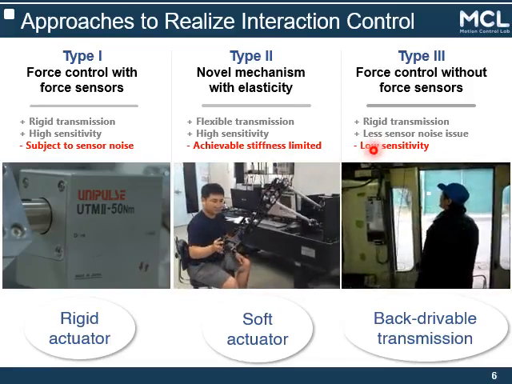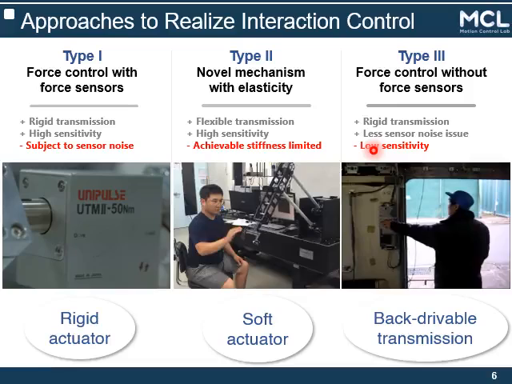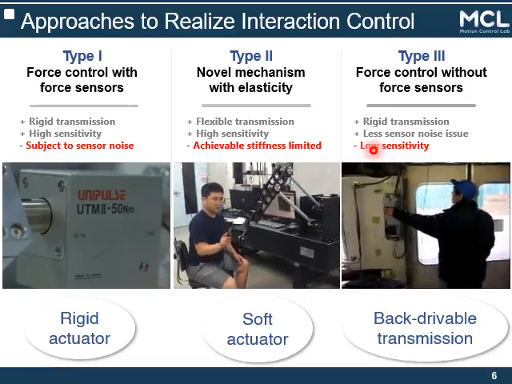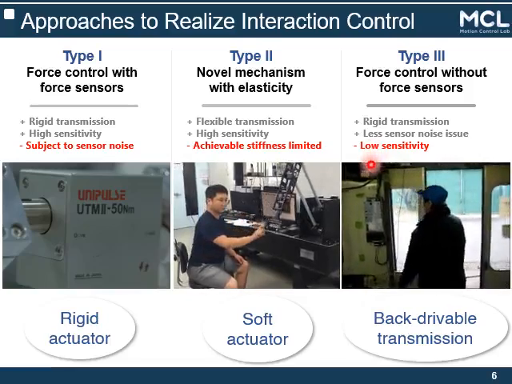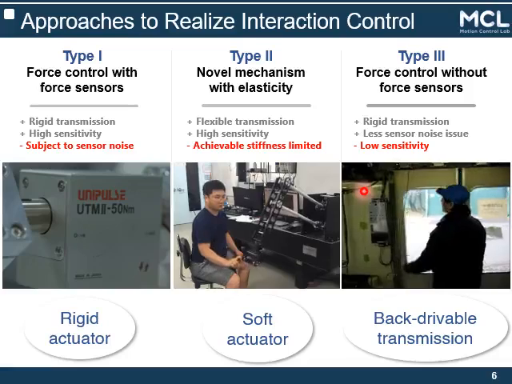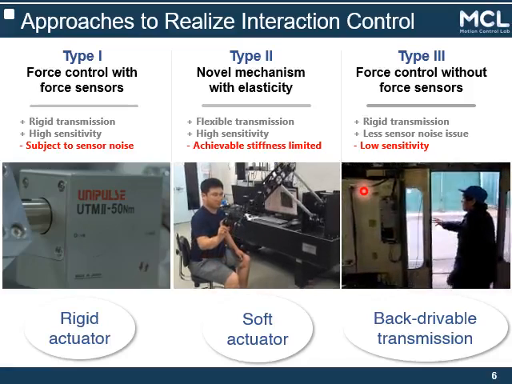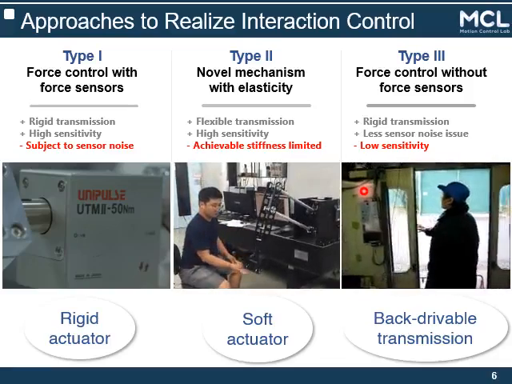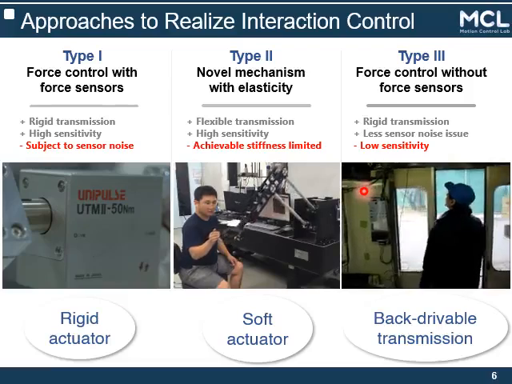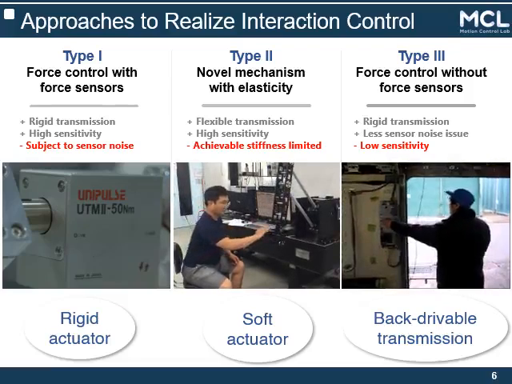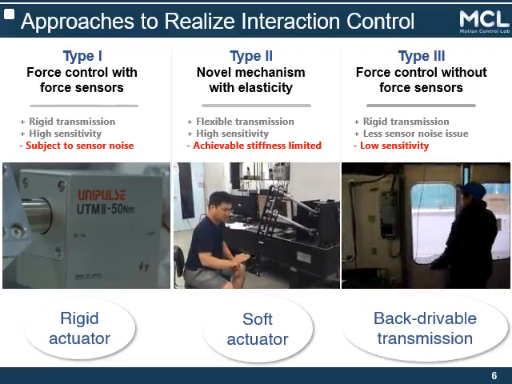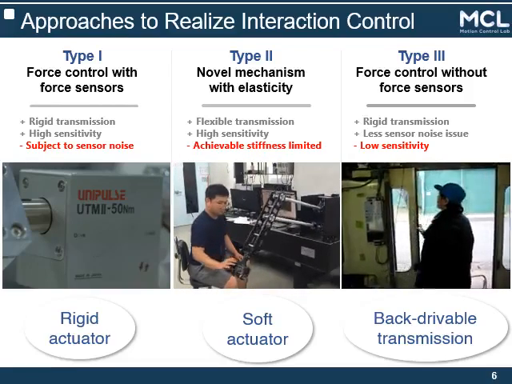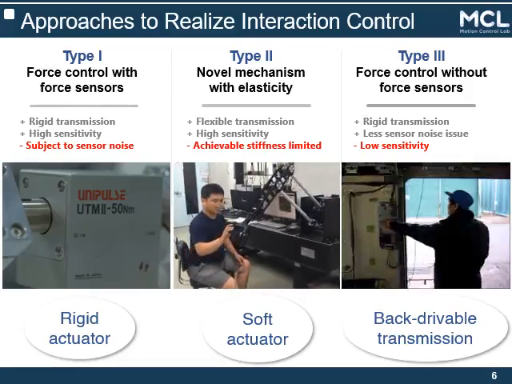Type 3 is to utilize motor angle measurement to measure the interaction force, utilizing the dynamic model of actuation system. This approach has the advantage that it does not need additional sensors, and the rigidity of the actuation system is still high, which means that high position control bandwidth can be kept. But the problem is that the force estimation is not accurate enough, particularly when the transmission has no backdrivability and high friction.